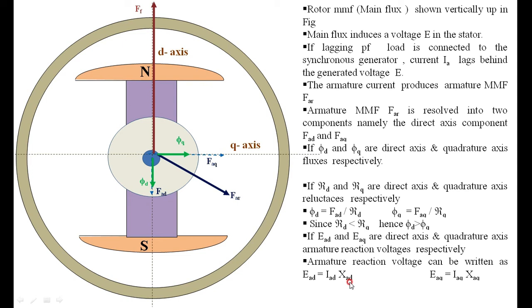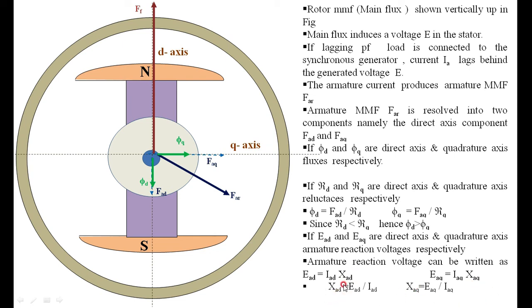Unlike our non-salient pole type of machine, where we have got a single XA, that is the armature reactance, which is uniform throughout because the air gap is uniform. But here the air gap is not uniform, therefore the armature reactance along the d axis is XAD, and the armature reactance along the q axis is XAQ.